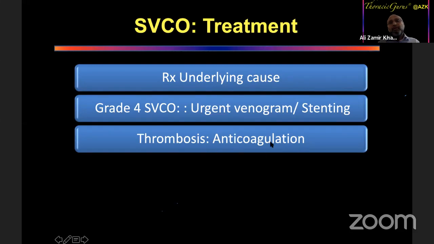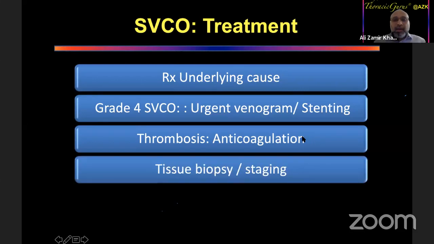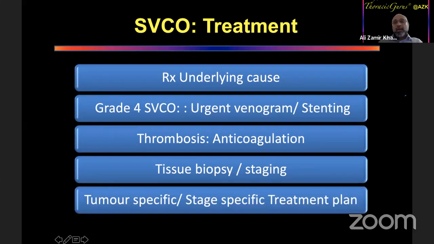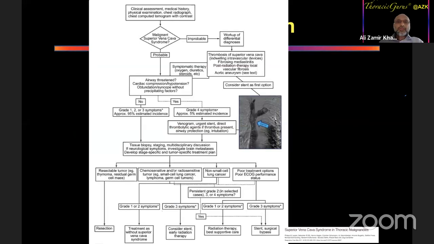The problem is the moment you have anticoagulated the patient or you have stented and given anticoagulation, biopsy becomes a problem. And there is a risk of bleeding of this patient. So once you have got over this phase, then tissue biopsy and staging is the most important treatment for this. And then depending upon whatever is the staging or the type of the tumor, you treat it according to the tumor specific, stage specific plan. So completely depends on what you find. So this is the guidelines that you should follow.